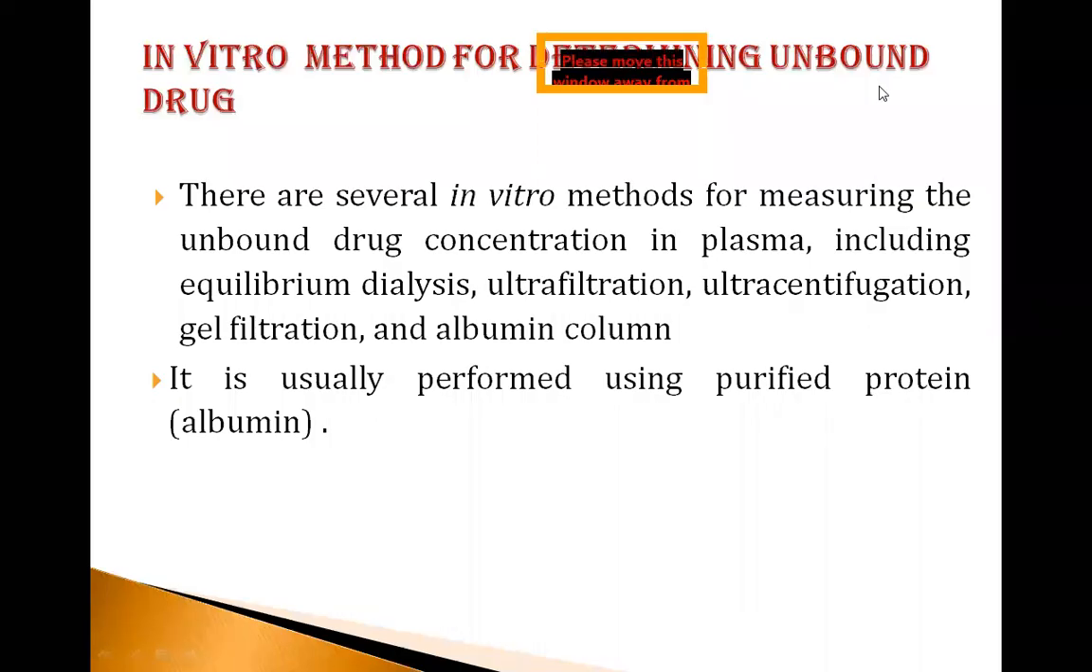So protein binding studies can be done by either the in vitro method or the in vivo method. Before we proceed with how to do the in vitro or in vivo method, in both cases we have to keep in mind that it's a drug and protein which is binding, and it's not necessary that all the drug will bind to the protein.